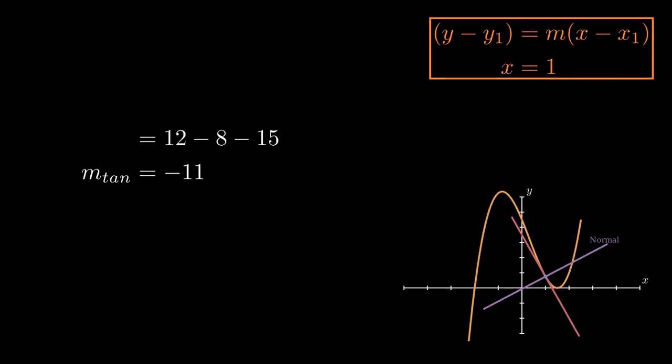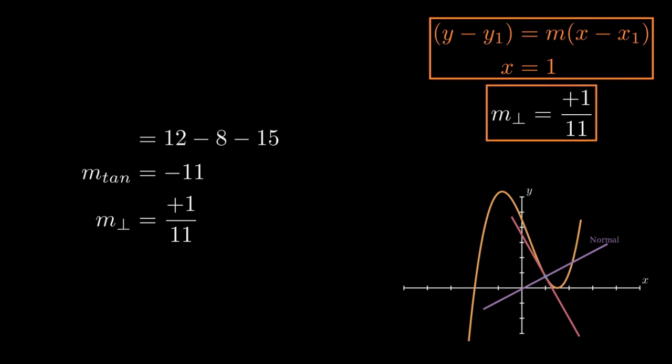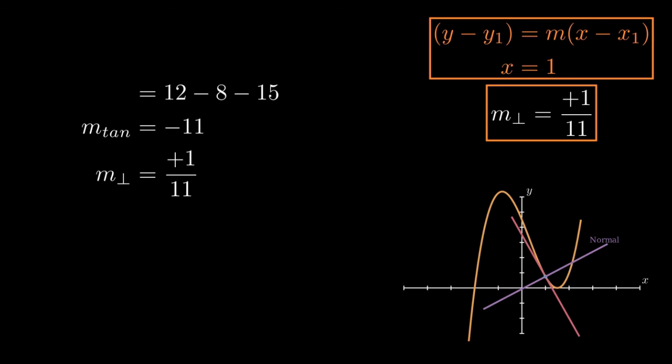Okay. Now, we can find the gradient of the line perpendicular. And it is the negative reciprocal. So you switch the signs and you make the reciprocal. Okay, so we've got the gradient of the normal, 1 over 11.